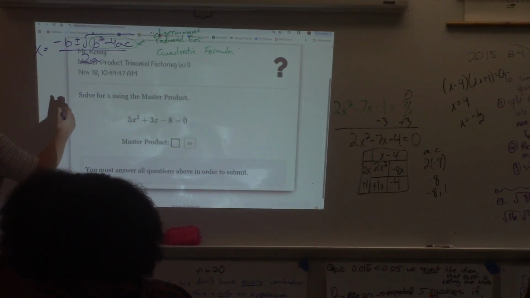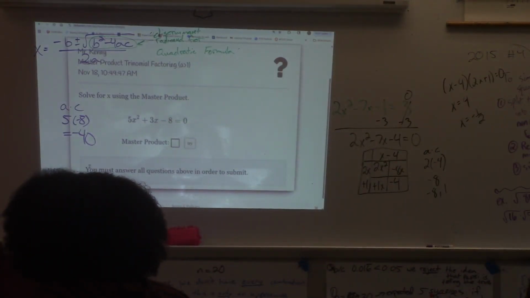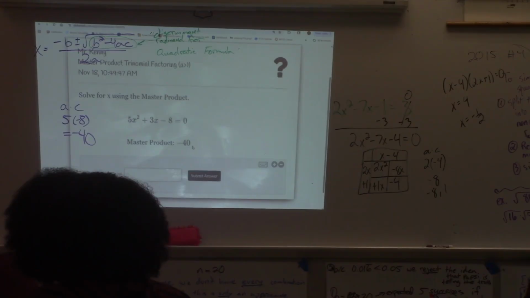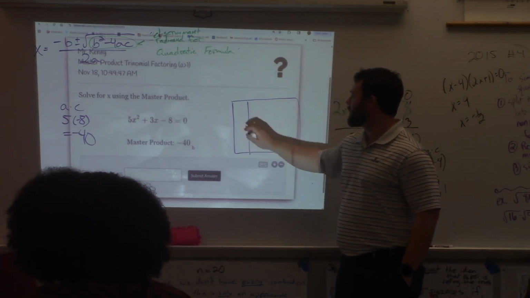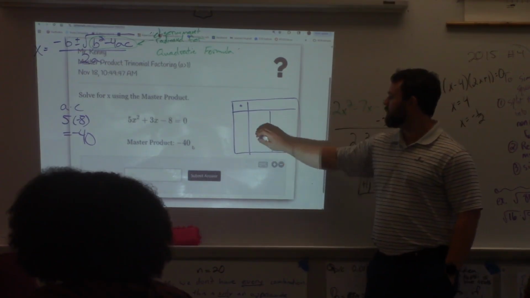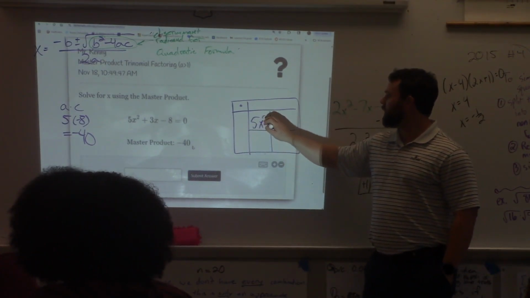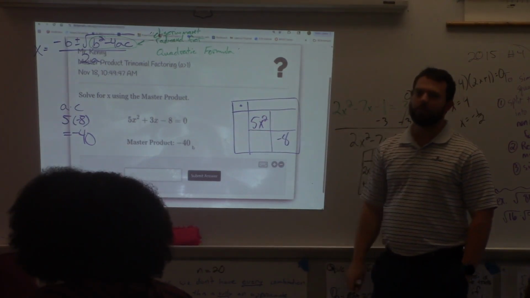But master product, so A times C, 5 times -8, -40. So let's try that as our start. Let's see what they say. Yep. So you had to get the master product to start. Now we can factor this. And they're asking for the final answer from here. Notice how it says x equals at this point. So 5x squared minus 8. What factors of -40 add up to a +3?